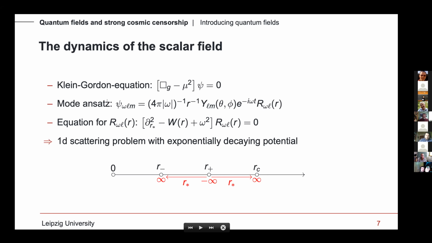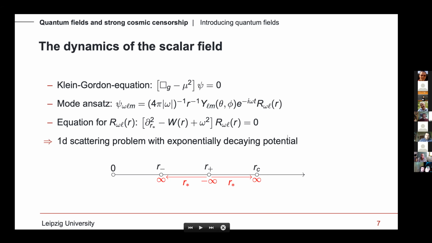We then make a mode ansatz, where we handle the angular part by spherical harmonics, and are left with an unknown radial function that satisfies the following equation. Here r_* is the so-called tortoise radial coordinate. All we need to know here is that it goes to plus minus infinity near the horizons. And W of r, our potential, actually decays exponentially in terms of this r_*, as r_* goes to plus or minus infinity. So what we have here is a one-dimensional scattering problem with a localized potential.